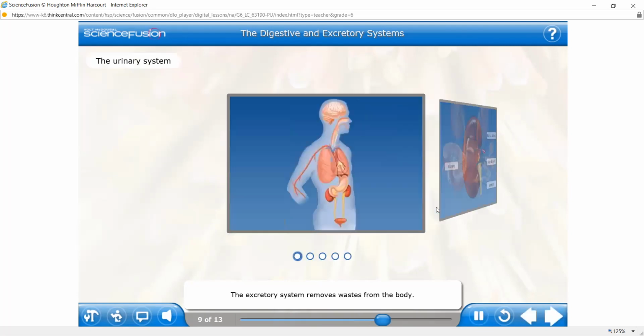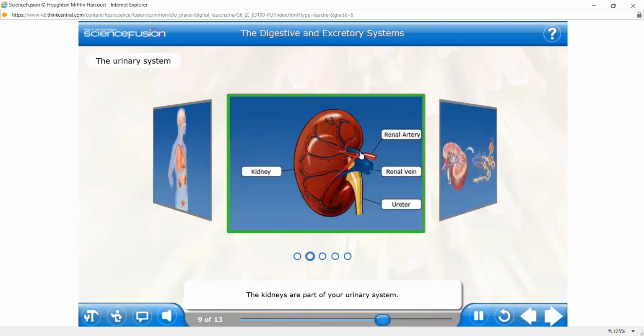The excretory system removes waste from the body. The urinary system is an important part of the excretory system. Click each image to see what it does. The kidneys are part of your urinary system. Their first job is to take out the trash. They filter toxins and waste from the blood. Their second job is to make sure every cell in your body maintains a balance of water and salt.